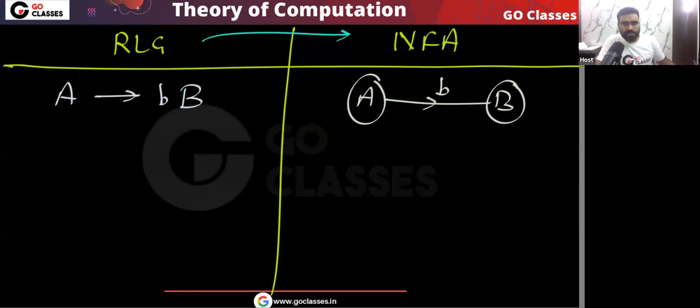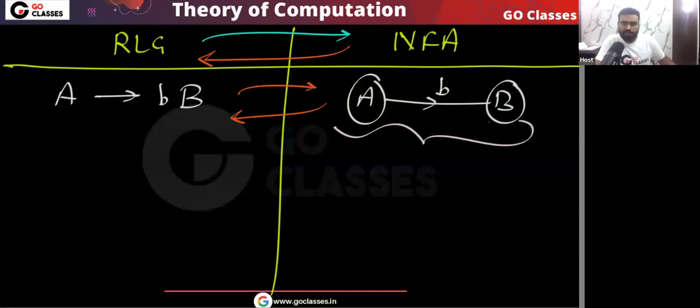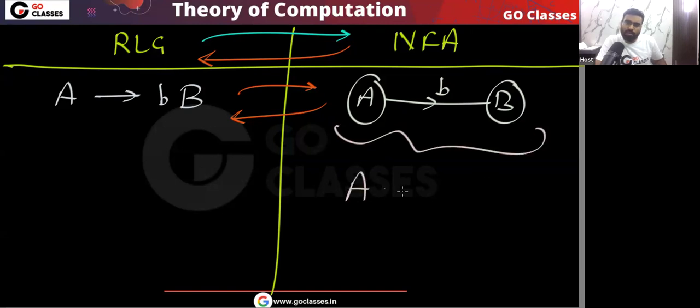Understood? And similarly, remember, you can convert an NFA to a right linear grammar. If you have this transition in the NFA, then this transition will become this rule in the right linear grammar. Is this clear? So very simple point. For example, in the NFA, if you have this transition rule, then in the grammar what will you write? In the grammar, you will write that A is going to bB like this. I hope you understood. This is very simple, intuitive.